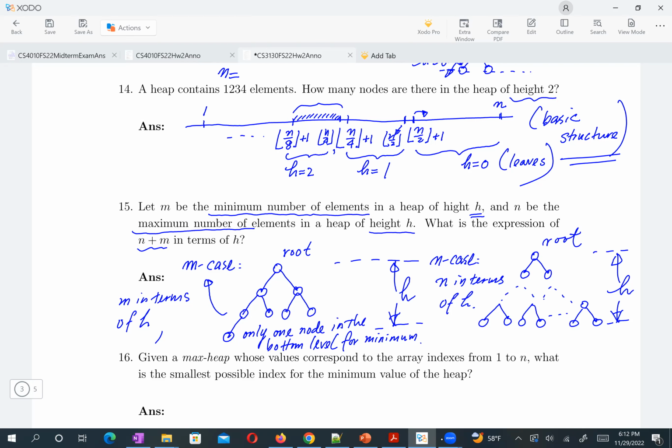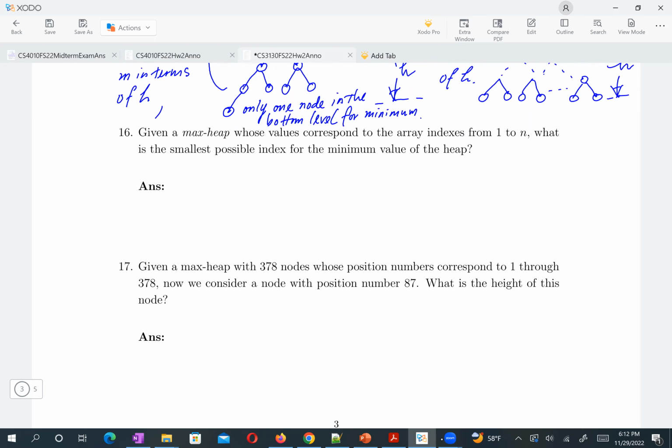Okay, number 15 done. Next one: a max heap with values corresponding to array indices from 1 to n. What is the smallest possible index for the minimum value of the heap?